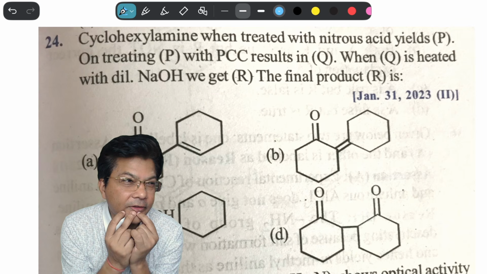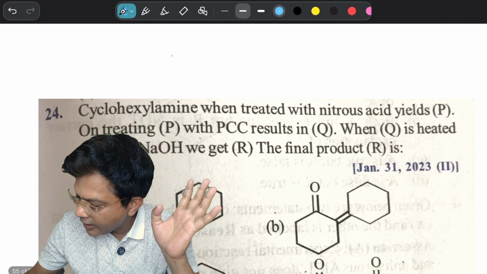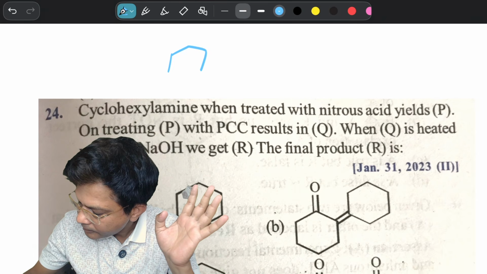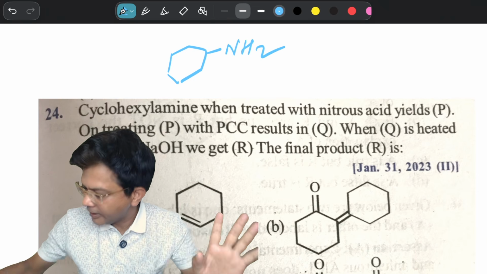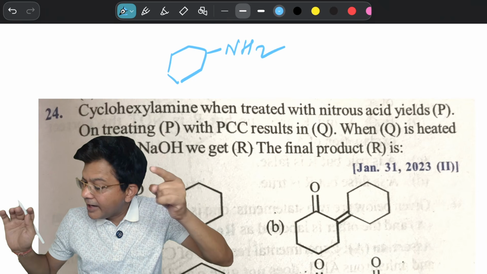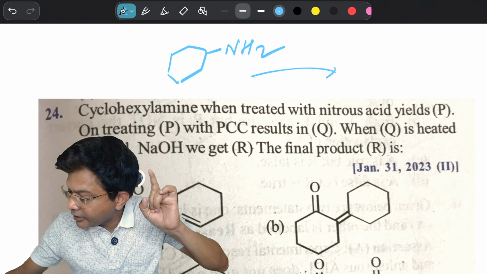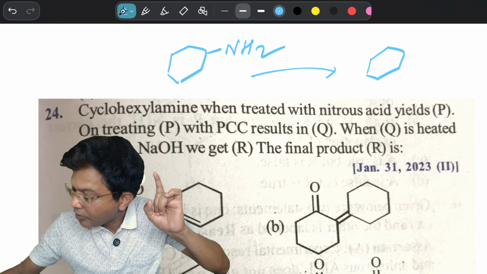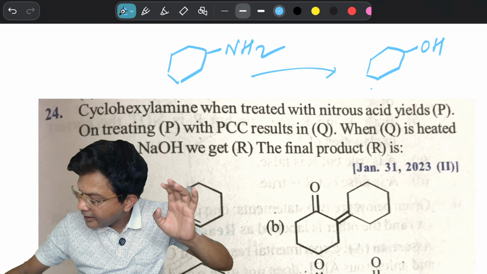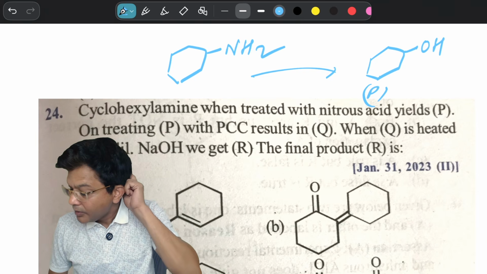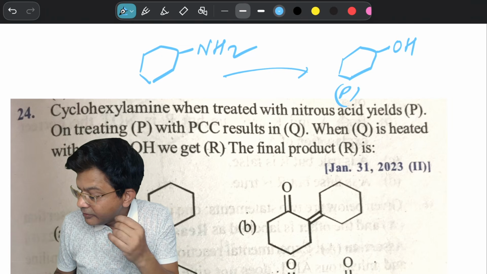Cyclohexylamine. What is cyclohexylamine? If you're not able to draw the structure, you won't be able to do anything. So cyclohexyl is like this and NH2, cyclohexylamine. When treated with nitrous acid, yield P. So this is aliphatic amine. So definitely remove NH2 and put OH. P, on treatment with PCC, will give Q.